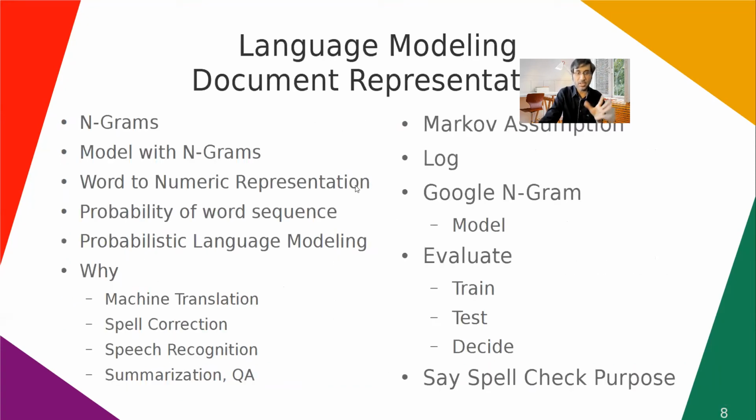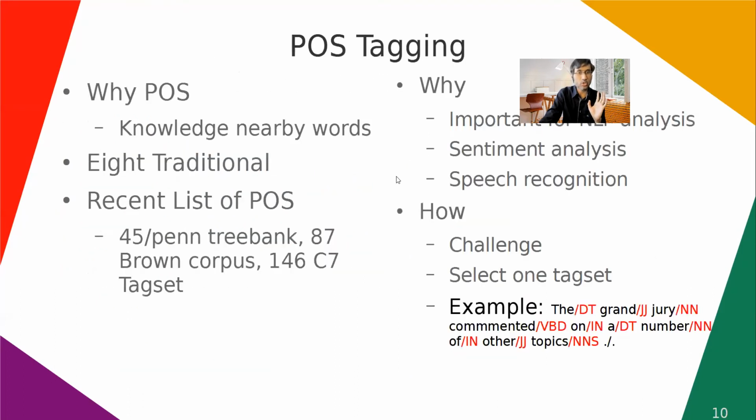So initial analysis, language modeling, Shannon. Okay. Why do you need POS? It gives us information about the nearby words. Okay. Traditional parts of speech, how many are there? 8. Okay. We also told about some libraries, right?